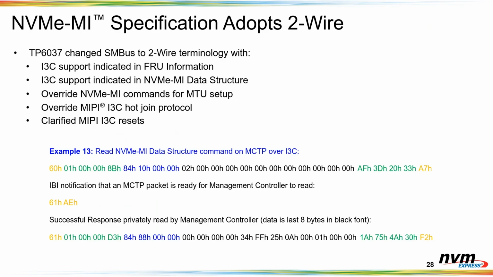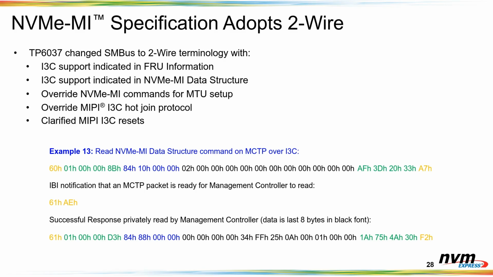So this was all adopted by NVMe in the 2.0 spec that we were just talking about today. And you can read TP6037 if you want to get just these details, but it's also part of the regular spec. The thing to note here is that if I3C is supported, then it'll be discoverable at either the NVMe-MI data structure or the identify information device, similar to those timings that Austin talked about earlier.